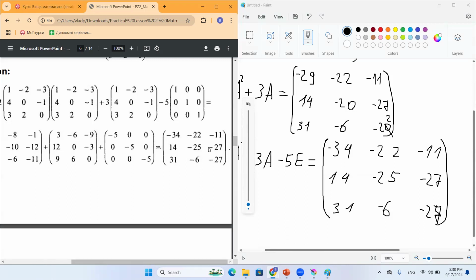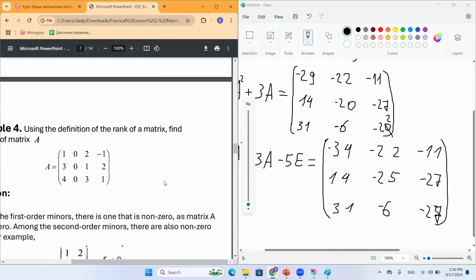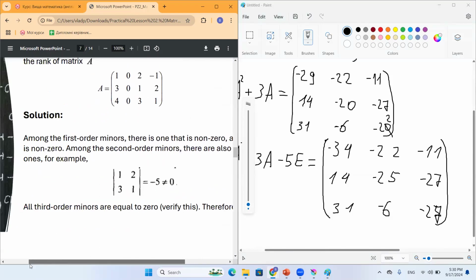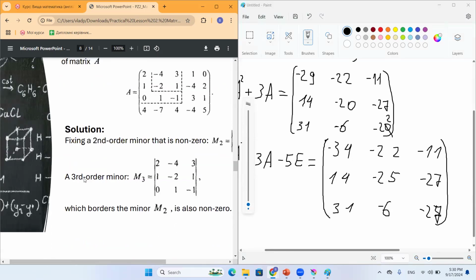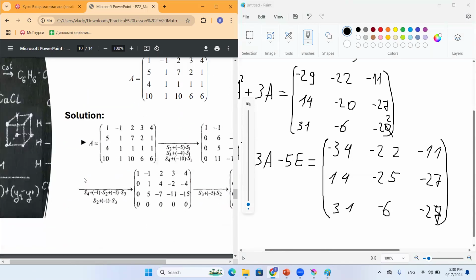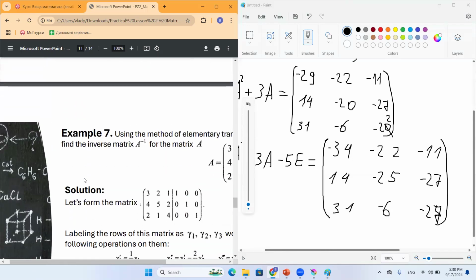So nice job. And now we'll have a break for 5 minutes, and then we will continue on calculating ranks of matrices and also inverting matrices.